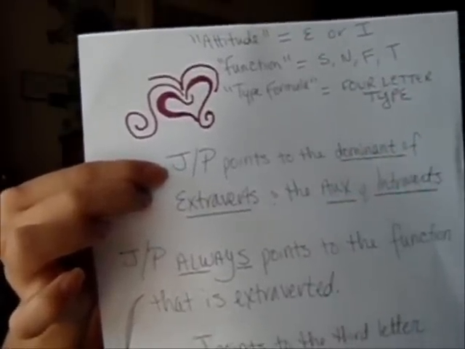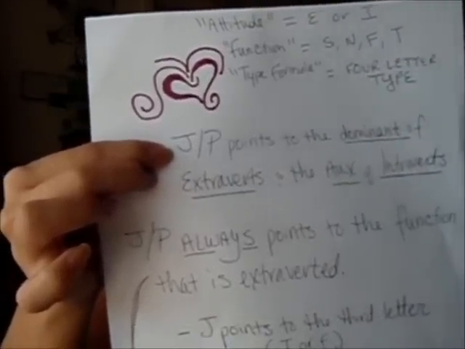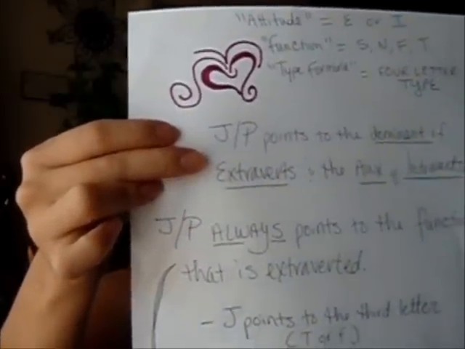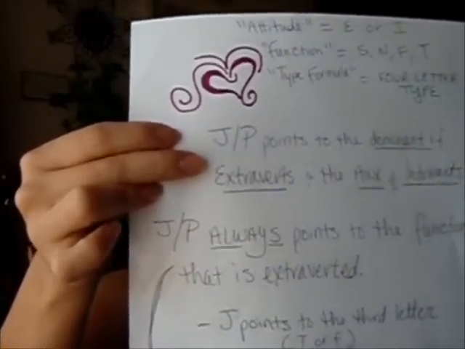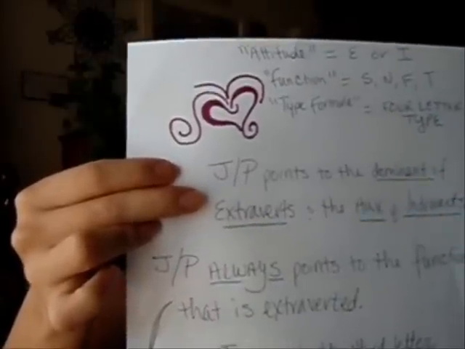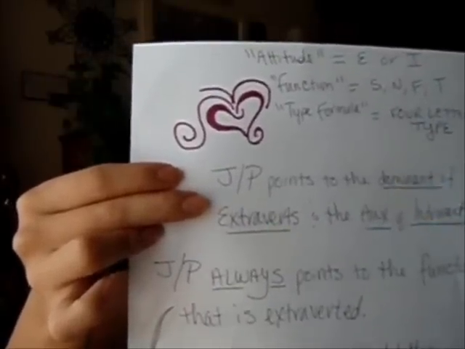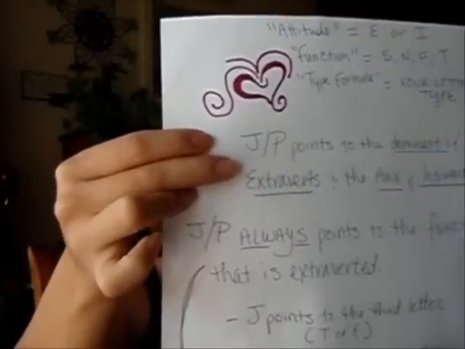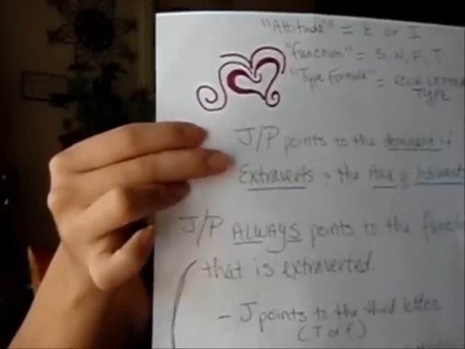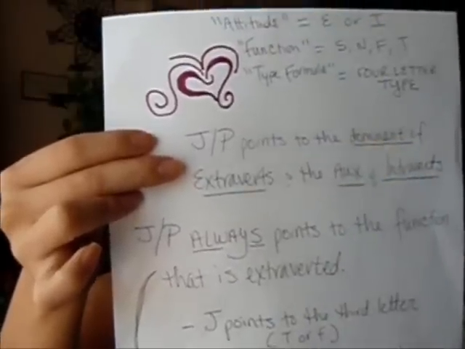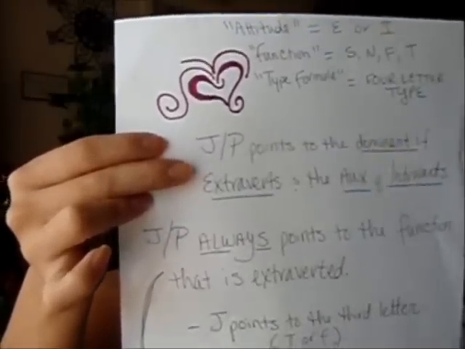The JP always points to the function that is extroverted. A J always points to the 3rd letter in the personality type, and it doesn't matter if they're an extrovert or an introvert. If they have a P, whether they're introverted or extroverted, it's going to point to their 2nd letter. That's how you can find the extroverted cognitive process.